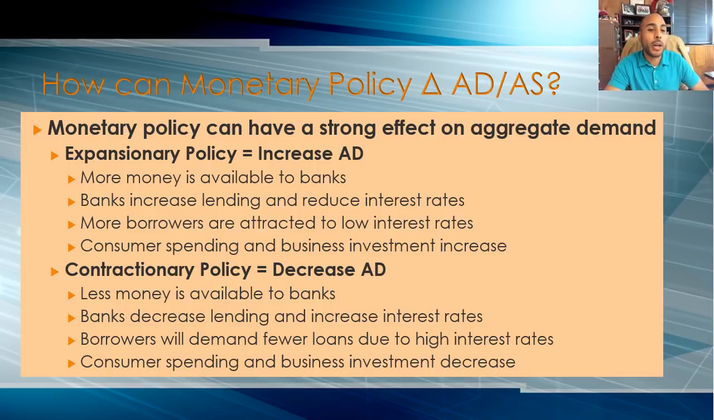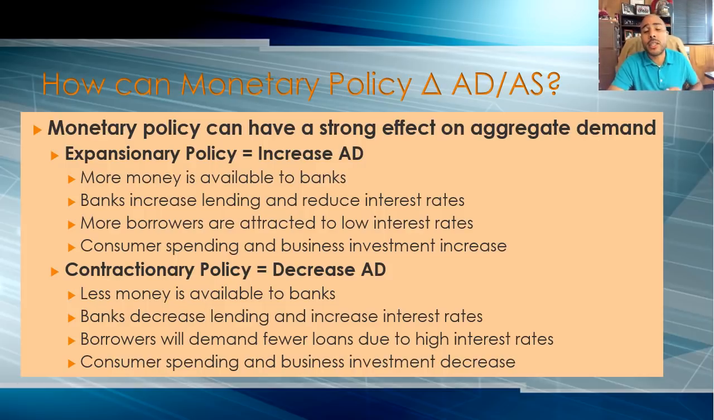Now, contractionary policy, that's when we would decrease our aggregate demand through monetary policy. So what happens is less money will be available to the banks. When there's less money available to the banks, they can't lend as much, and that causes interest rates to rise. When there are really high interest rates out there, borrowers are going to demand fewer loans because it's going to be hard to pay back loans with a really high interest rate.